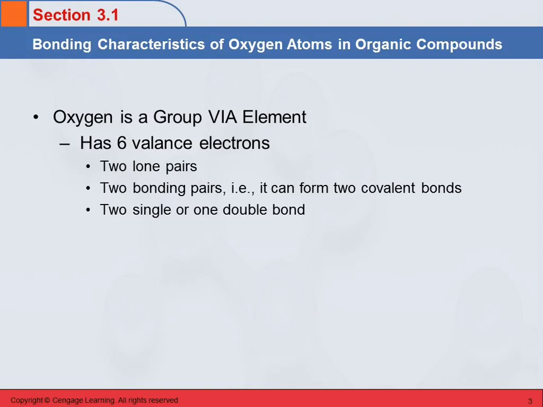What these compounds have in common is that they all have one oxygen atom, which is bonded to two other elements. So we need to remember what oxygen does. Oxygen is a group 6A element, meaning it has 6 valence electrons. So it's going to have 2 lone pairs, and it's going to have 2 bonding pairs.